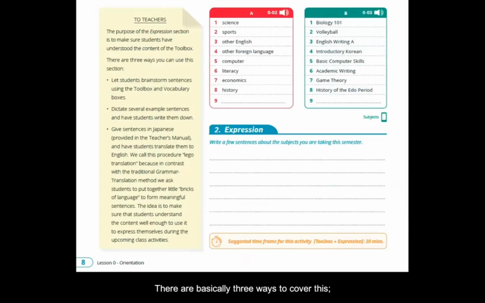There are basically 3 ways to cover this: free writing, dictation, or translation. If you choose to use either the dictation or the translation styles, which are fast, you'll find example sentences with romaji for teachers to read aloud.